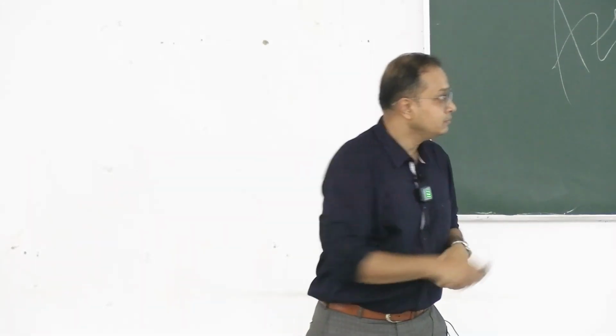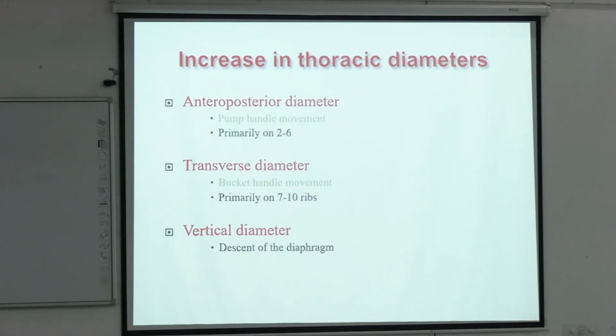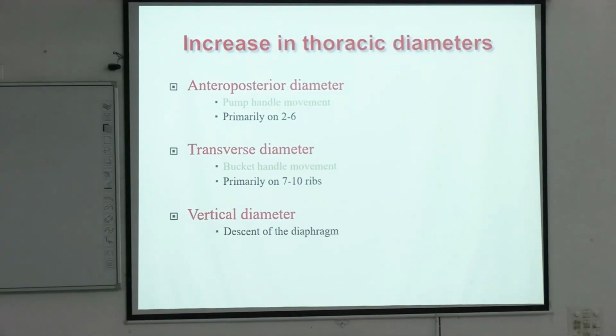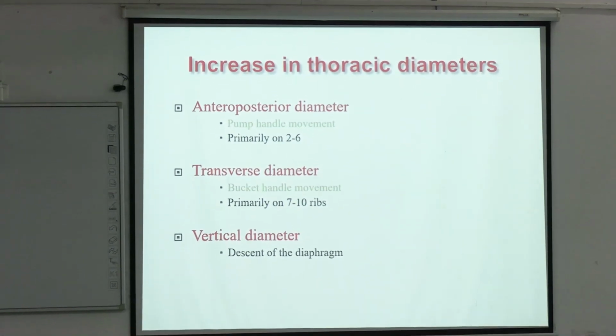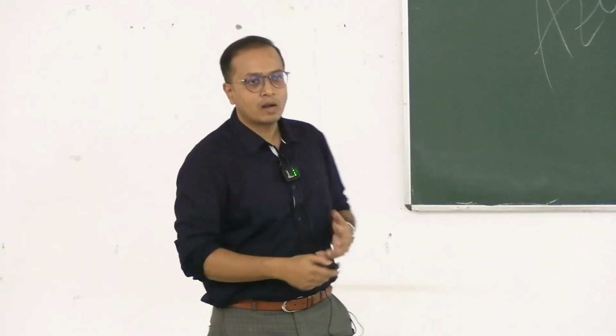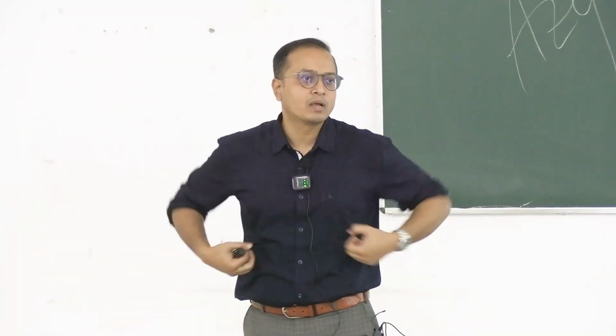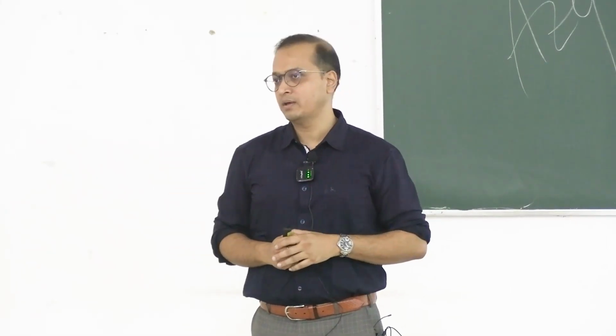For the anterior posterior diameter increase, which ribs are predominantly working? The upper 6 ribs. What kind of movement is going on? Pump handle kind of movement. The sternum is lifting up, so we get an increase in anterior posterior diameter. So there is an expansion of the chest wall. Transverse diameter, what happens there? You have a bucket handle kind of movement. Which ribs participate? Predominantly the lower 6 ribs. We have expansion of the transverse diameter.